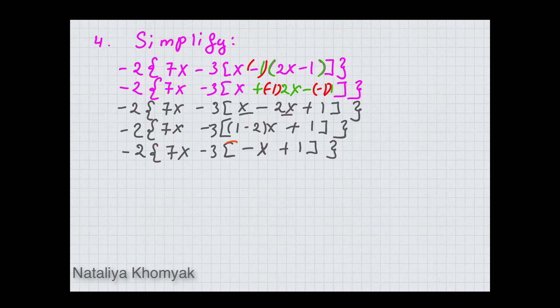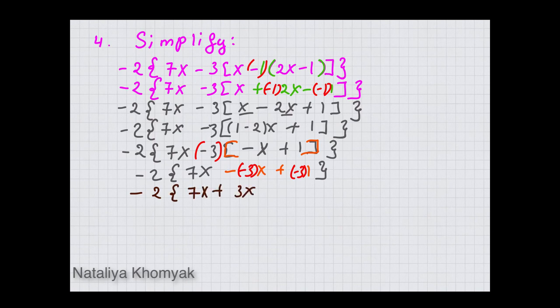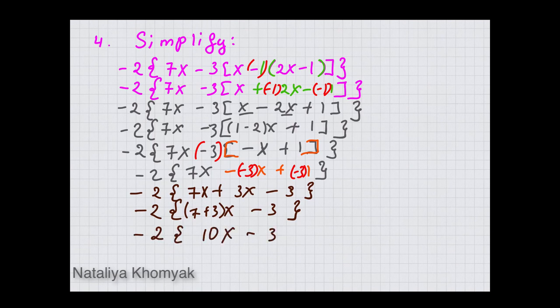Now we have another parenthesis to distribute into. So we have negative x plus 1. We want to distribute this negative 3. We want to keep everything else as is. Let's simplify. Negative times negative, positive 3x. Positive times negative, negative 3. We have like terms. 10x minus 3. And last but not least, distribution.